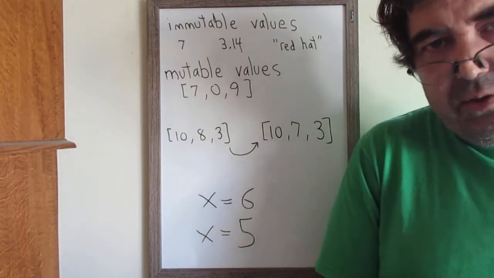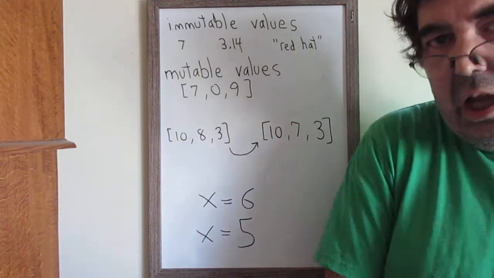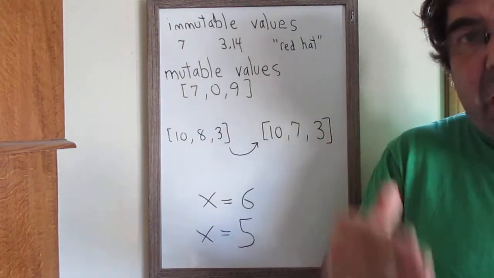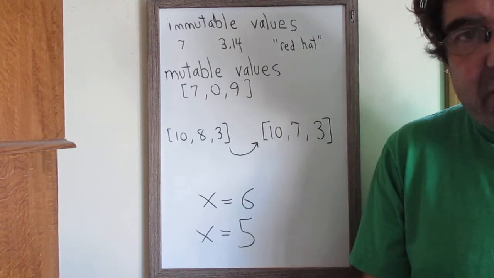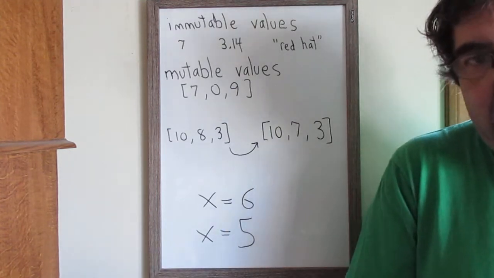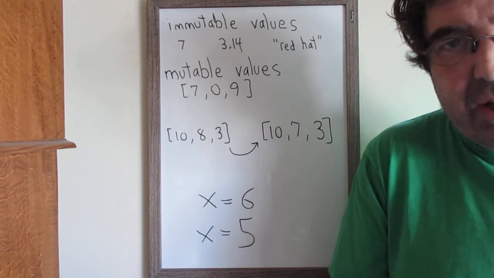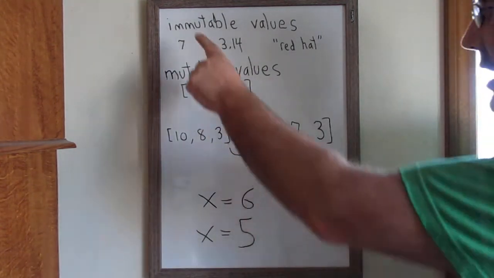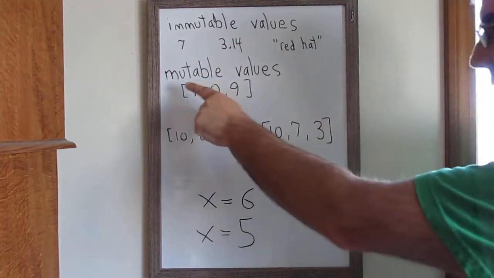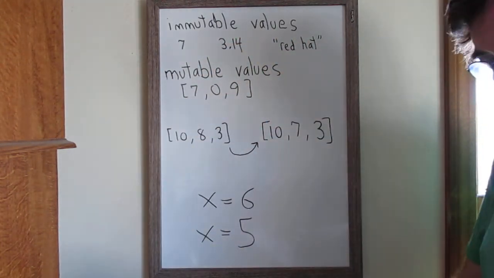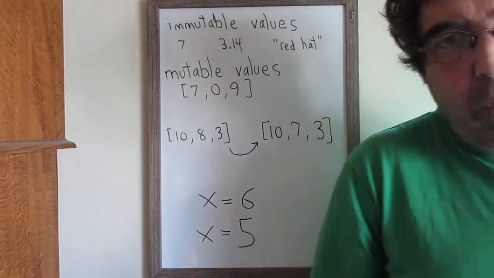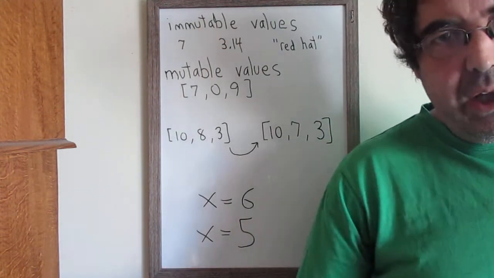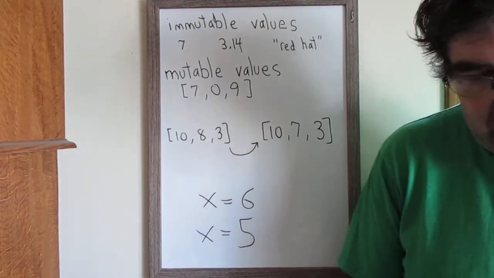I'm doing a series of YouTube lectures on understanding what is happening on the memory chip while you're running a computer program. When you're running a computer program, you want to understand what's happening on the memory chip. As part of that, I want to talk today about immutable values and mutable values, okay? As part of understanding what is happening on the memory chip when a computer program runs.